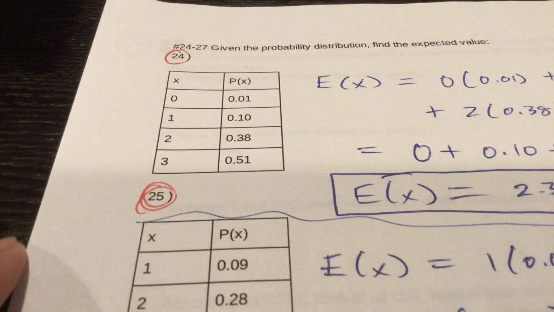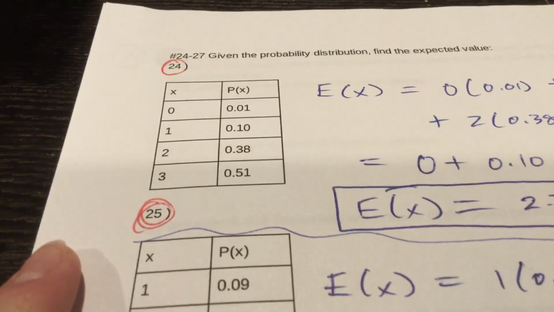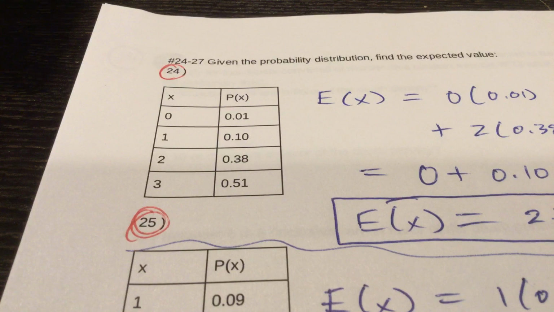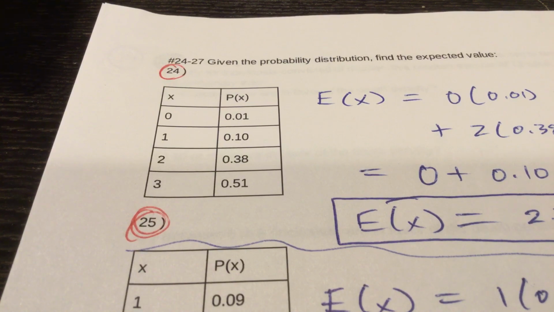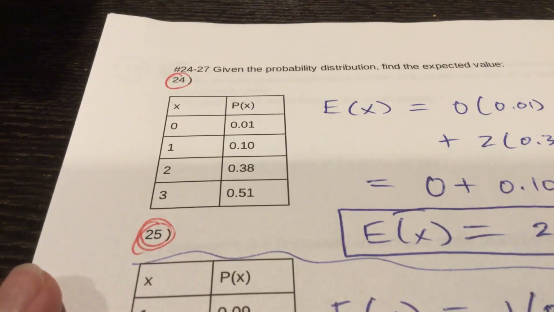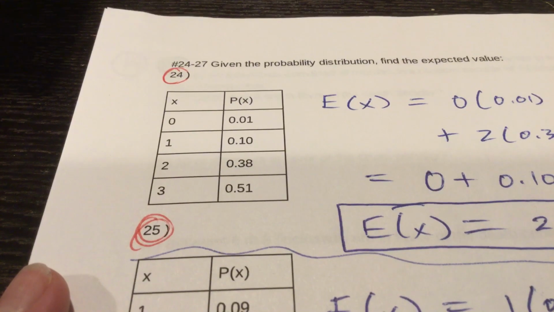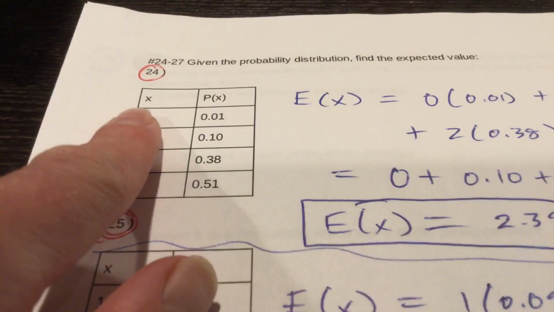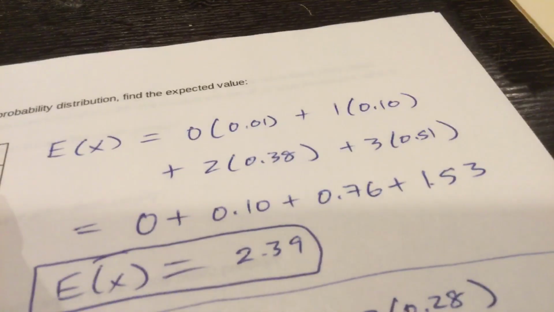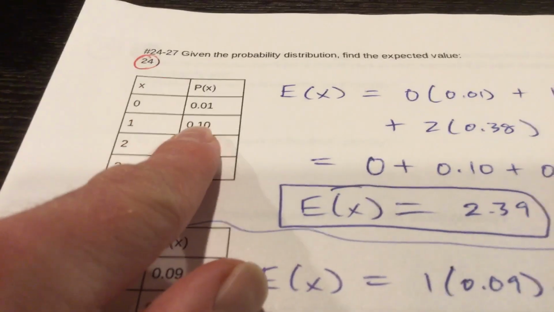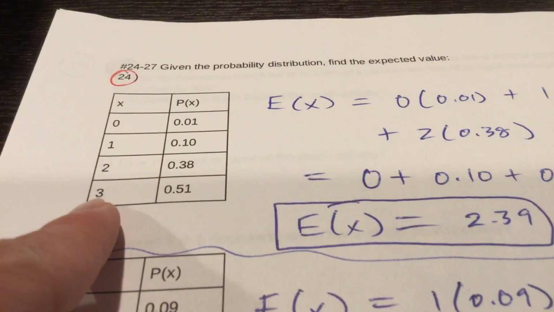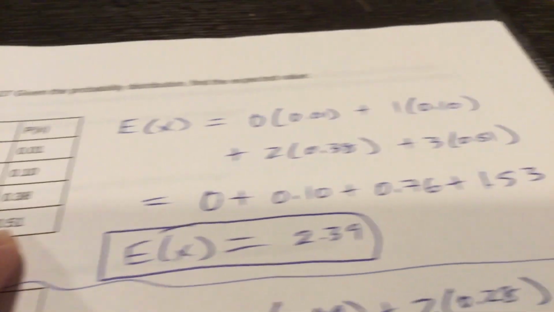Given the probability distribution, do write this little table out, this probability distribution. Find the expected value of x. So the expected value of x is just x times its probability and the sum of those. Okay, so you're going to write it out like this when you have yours in a second. The expected value of x is x times its probability plus x times its probability plus x times its probability plus x times its probability.